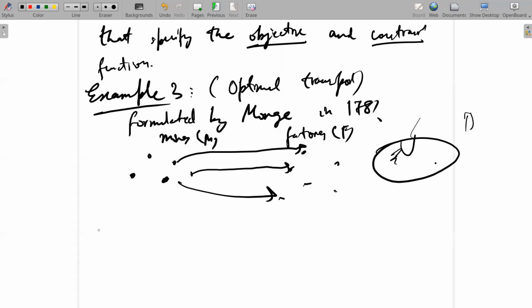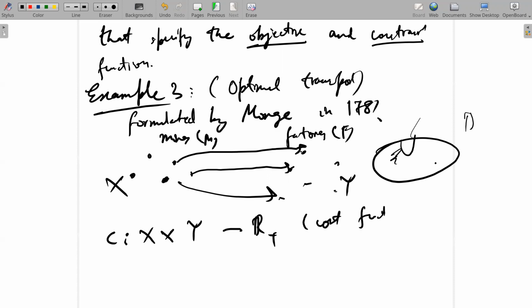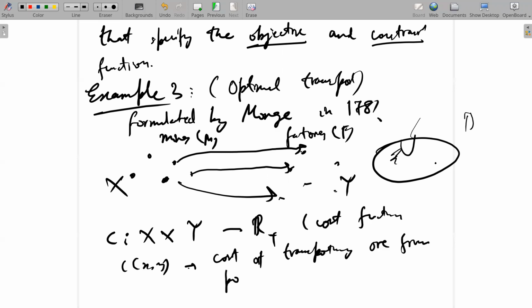So what is the cost function? Let's call this space X, this Y. These are just points, so it's actually much easier to describe. There is a cost function from X times Y to R plus. What does the cost function do? It's the cost of transporting 1 kilogram of ore from mine X to factory Y. And you want to optimize your overall cost.